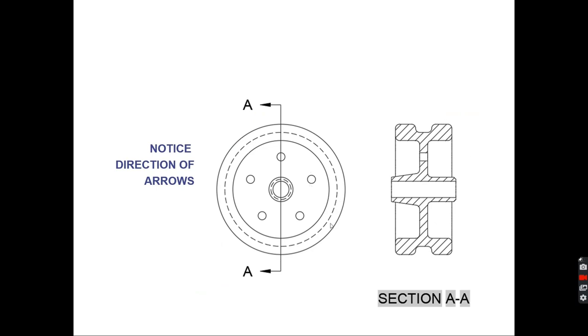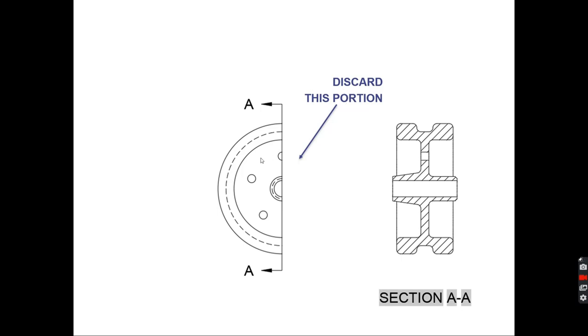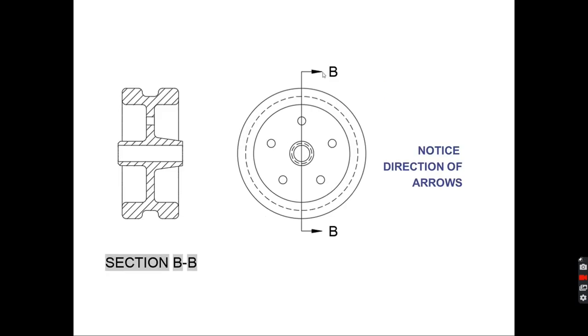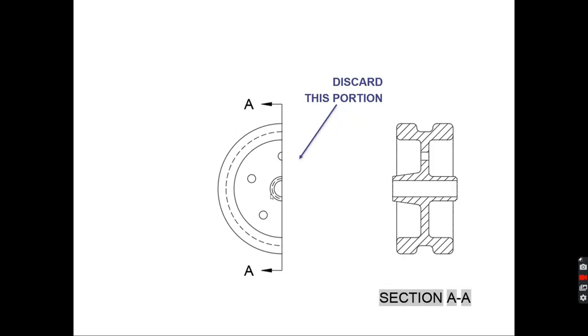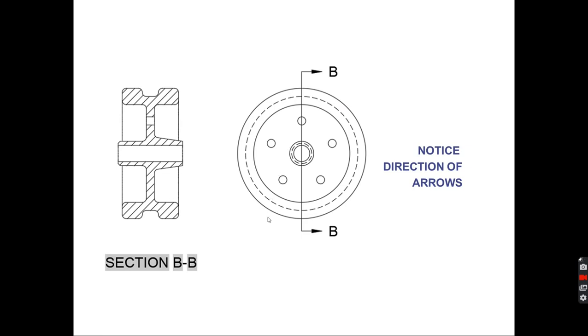If I look at something like this, I have this piece and I've cut it in half here. Notice the direction of the arrows. I'm looking at this portion right here, which gives me this side view over here. So what I'm actually doing is discarding this portion and then looking in the direction of the arrows. If I change the arrows to point this way, notice now my view is on this side. Again, I discard this portion and this is what I'm left with. When I'm drawing it, I don't discard it. I keep it like this so I can see it.